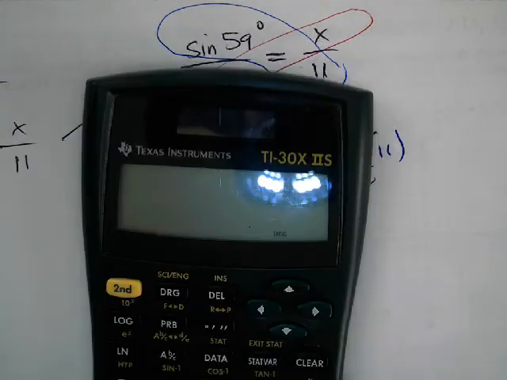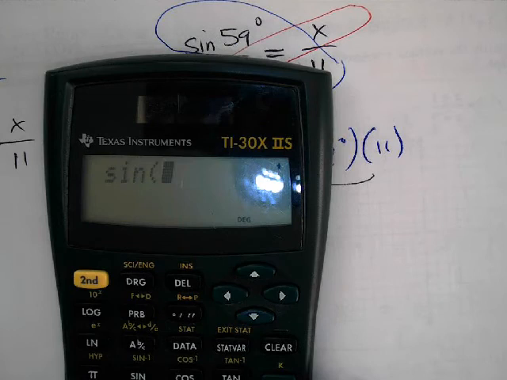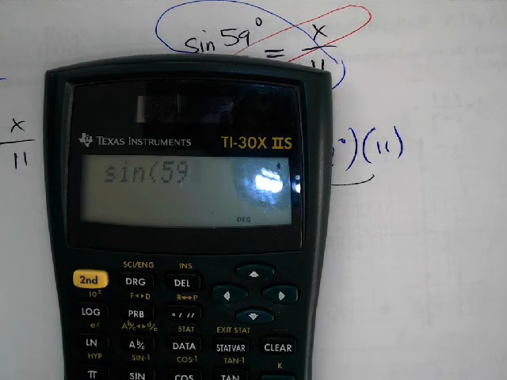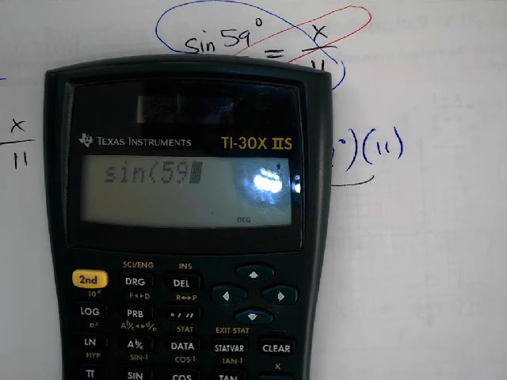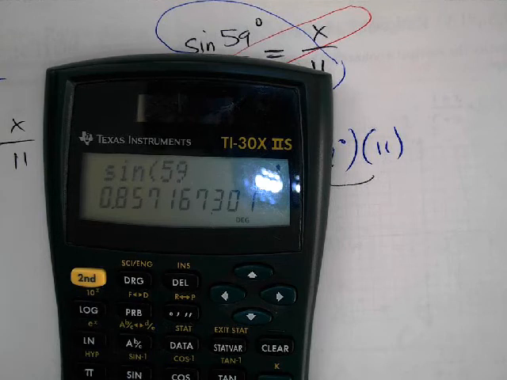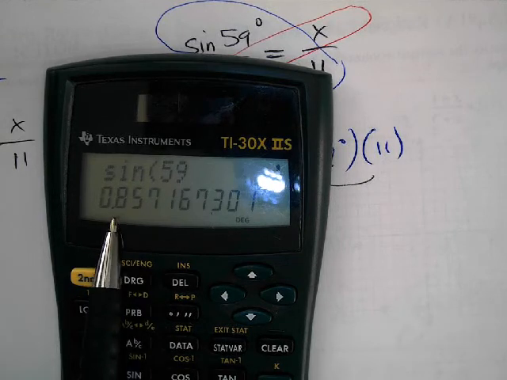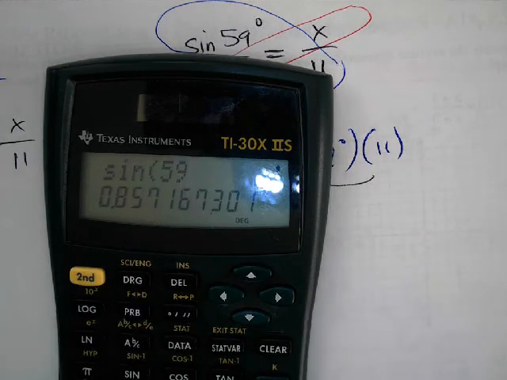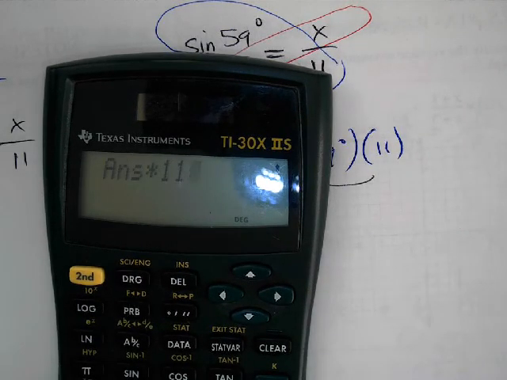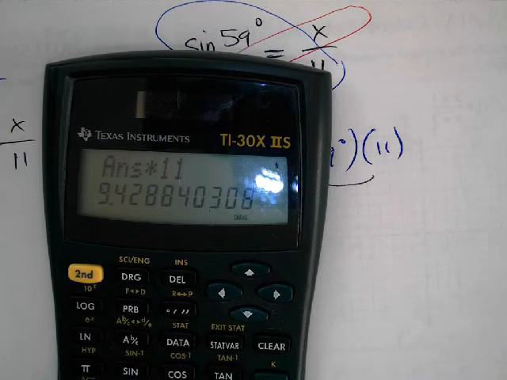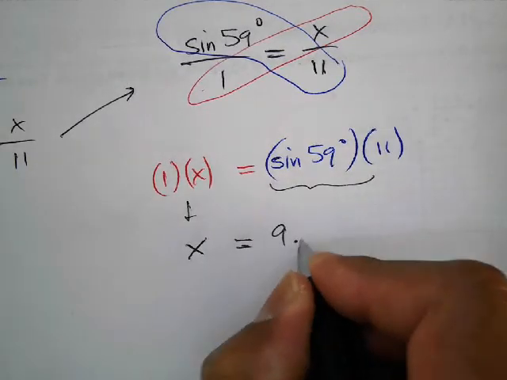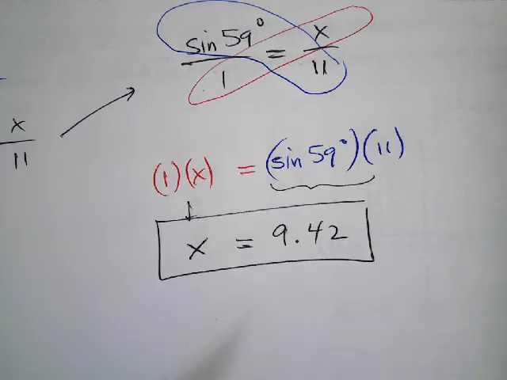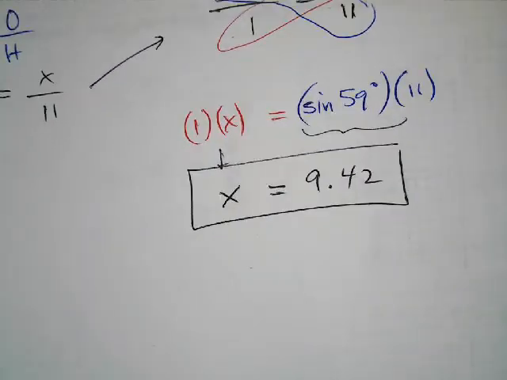Well, that's where the calculator is going to do the rest of the work for you. We're going to put sine. I got the other calculator. Sine of 59. Now, make sure you get this value first. Oops, did I hit enter? Yes, I did. Sine of 59 is 0.8571, and once that value is there, then put times 11. Okay? I got 9.42. And there it is. There's number 2.